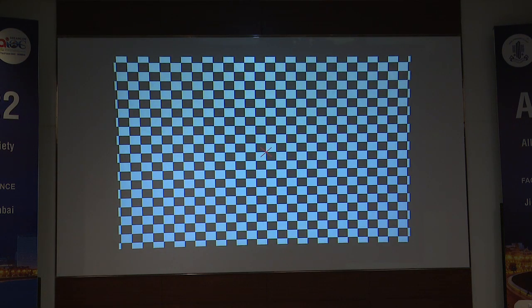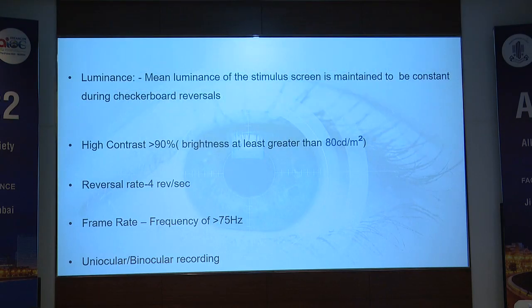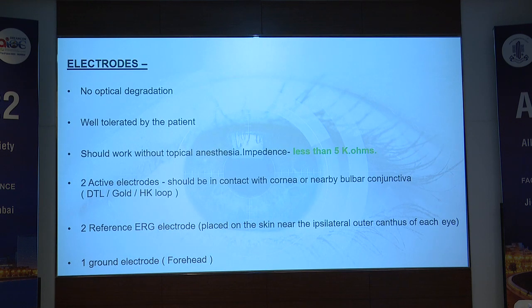This is how the stimulus interface in our machine looks like with a red cross as the fixation target. The luminance has to be constant, as I discussed earlier. There has to be a high contrast of more than 90%. The reversal rate is lower, approximately 4 reversals per second, and the frame rate is more than 75 Hertz.